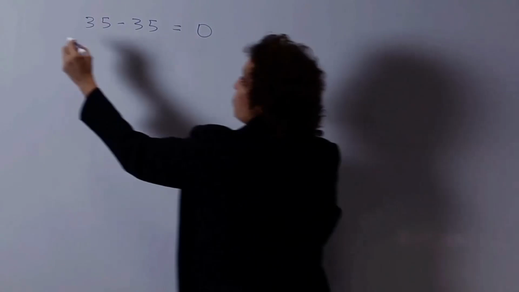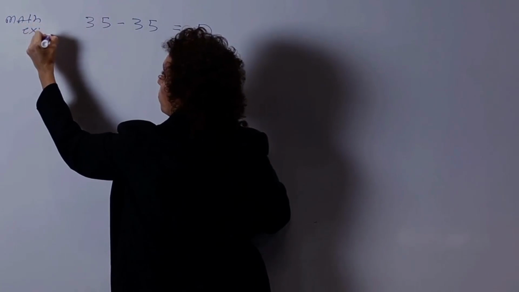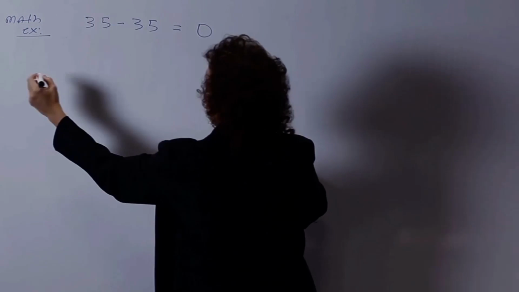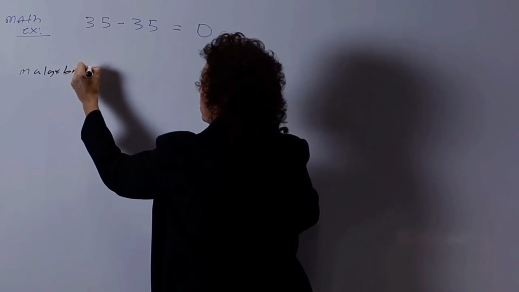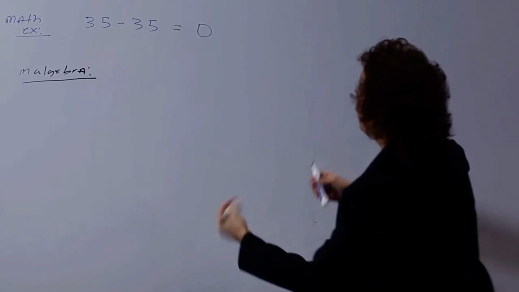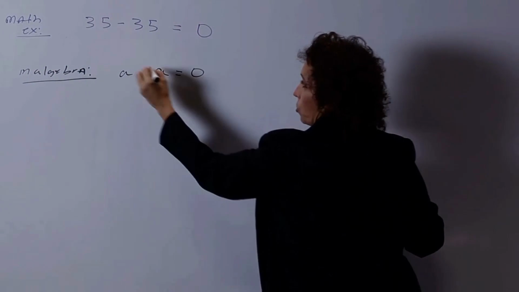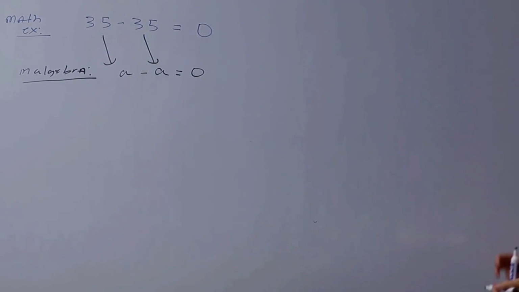So this is a math example, or an arithmetic example, and this next one is an example in algebra. I can let a be any real number, and I would say a minus a equals 0. So when you take a number, subtract itself, you will get 0.